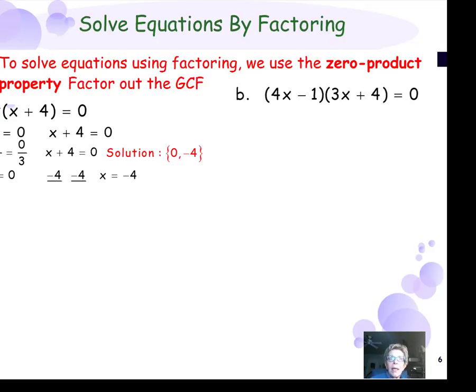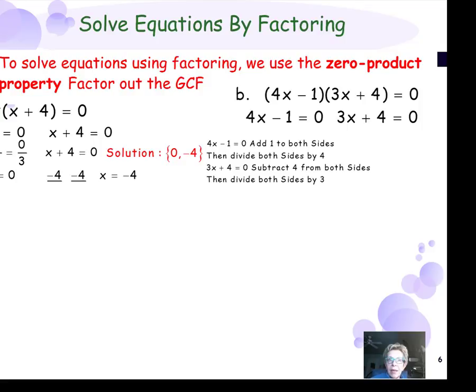The next one, I have two quantities set equal to 0. That's telling me I'm going to solve this. I'm going to set both equal to 0 and solve that by adding 1 on both sides and then dividing by 4. On the second part, I'm going to subtract 4 from both sides and divide by 3. I get my solutions to be negative 4/3 and 1/4. Again, these are my roots, my zeros, or my x-intercepts if I graph.